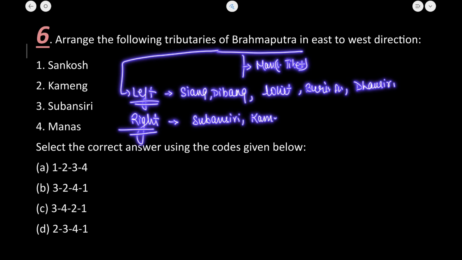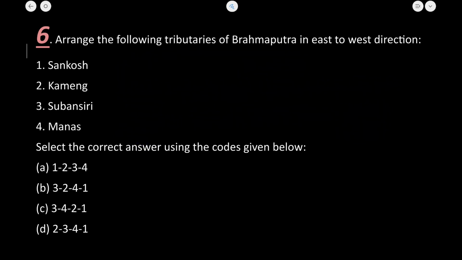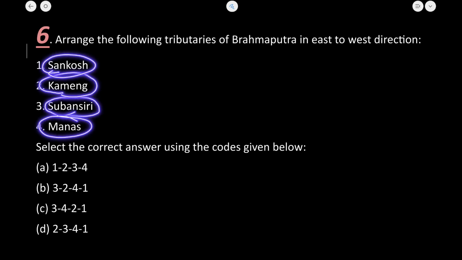Next one is Kameng. Then there is Manas, Sankosh. These are some of the right bank tributaries. And Teesta river is also there, which is a right bank tributary of river Brahmaputra. So if I talk about the alignment from east to west, the easternmost sequence is Subansiri, then there is Kameng, then there is Manas, and then there is Sankosh. Okay, so this is the alignment of the rivers.